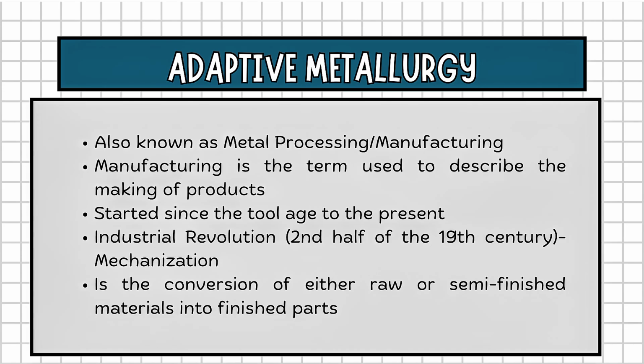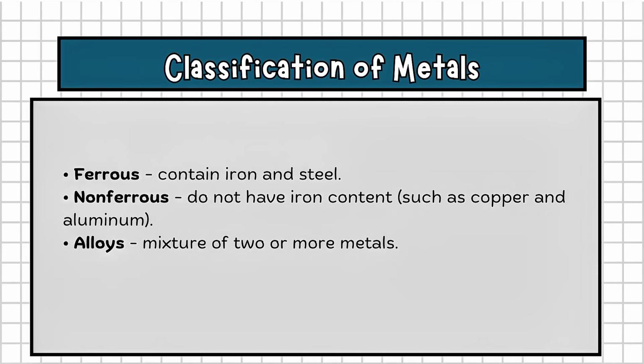In summary, adaptive metallurgy is all about converting raw or semi-finished metals into finished parts such as gears, tools, automotive components, building materials, and countless everyday objects. Let's proceed to the next slide.